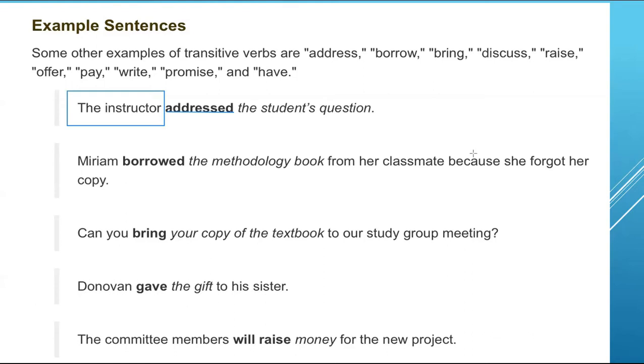Yes, the address is the direct object too. What the instructor addressed? That's the question, to find a direct object. What the instructor addressed? The student question. So the student question will be our what, Bill?